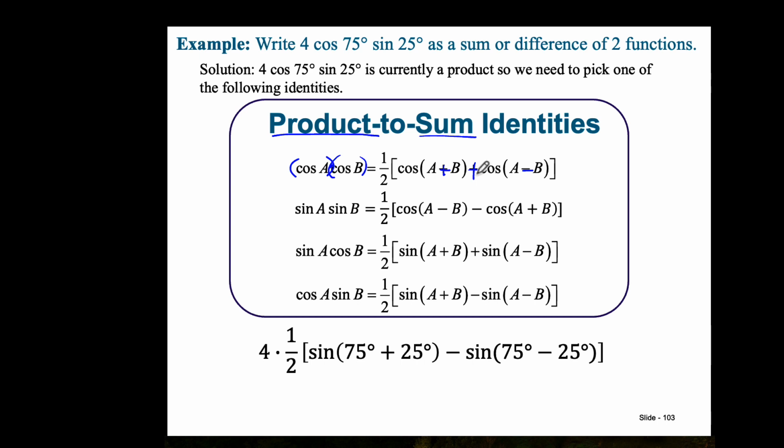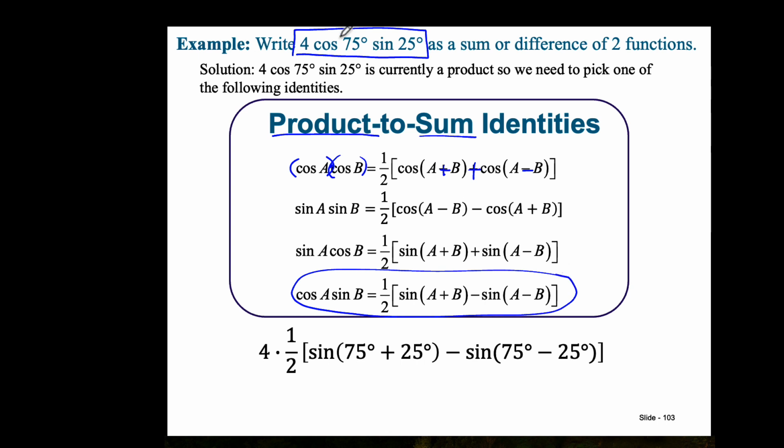And we can use that for our expression given to us for cosine of 75 degrees times sine of 25 degrees. We want to find which of these match what we've got going on here. We've got cosine of angle A times sine of angle B. So that is going to be the bottom one right here. So this is the one we're going to want to work with.